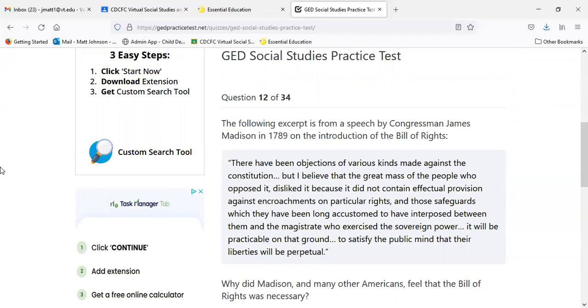There have been objections of various kinds made about the Constitution, but I believe that the great mass of the people who opposed it disliked it because it did not contain effectual provision against encroachments on particular rights, and those safeguards which they have been long accustomed to have interposed between them and the magistrate who exercised the sovereign power. It will be practicable on that ground to satisfy the public mind that their liberties will be perpetual.